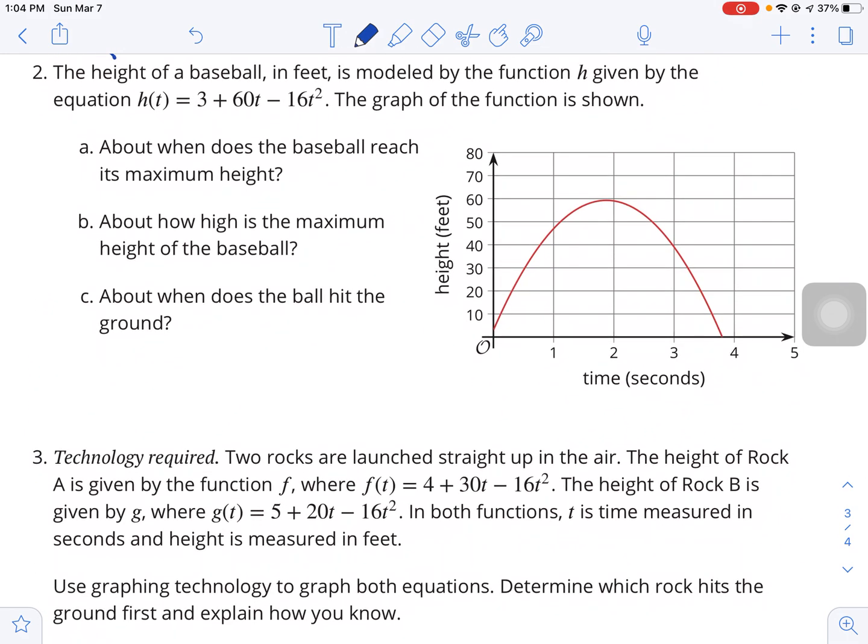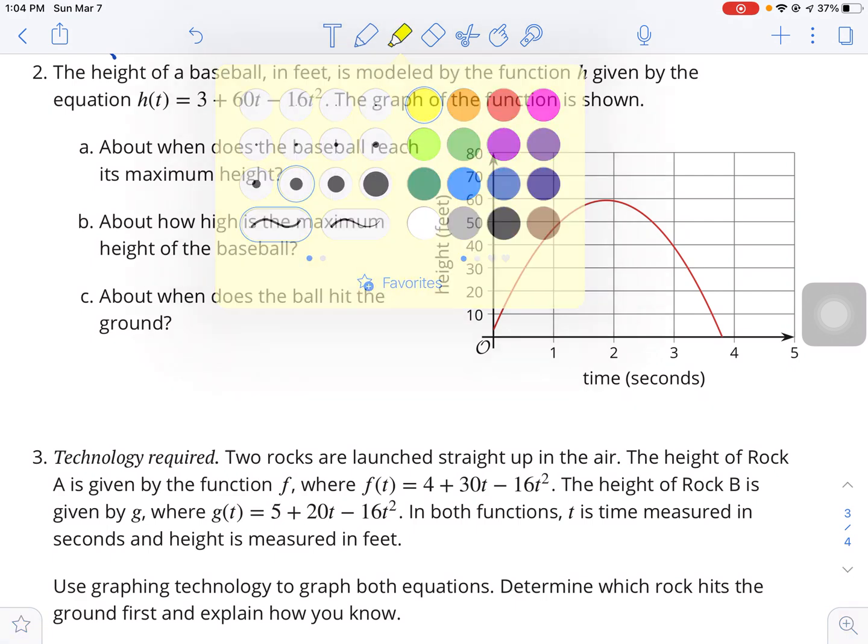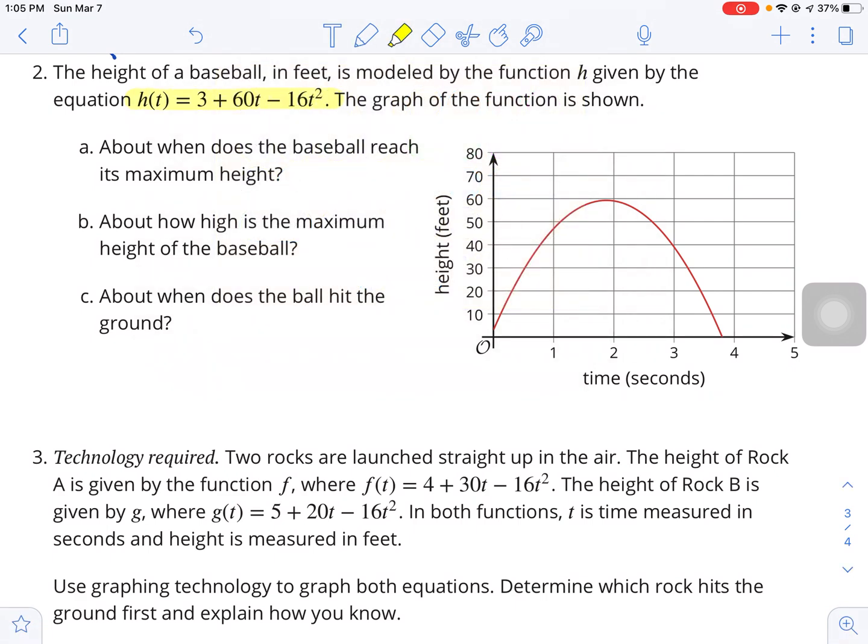Number 2, the height of a baseball in feet is modeled by the function h given by the equation h of t equals 3 plus 60t minus 60t squared. And this time we're talking about feet, and h is the function and t is the time again. So h is the height and t is the time. So about when does the baseball reach its maximum height? So when would be along here. And so we want to look at what time does it reach its maximum height. Well, right about there is the maximum height.